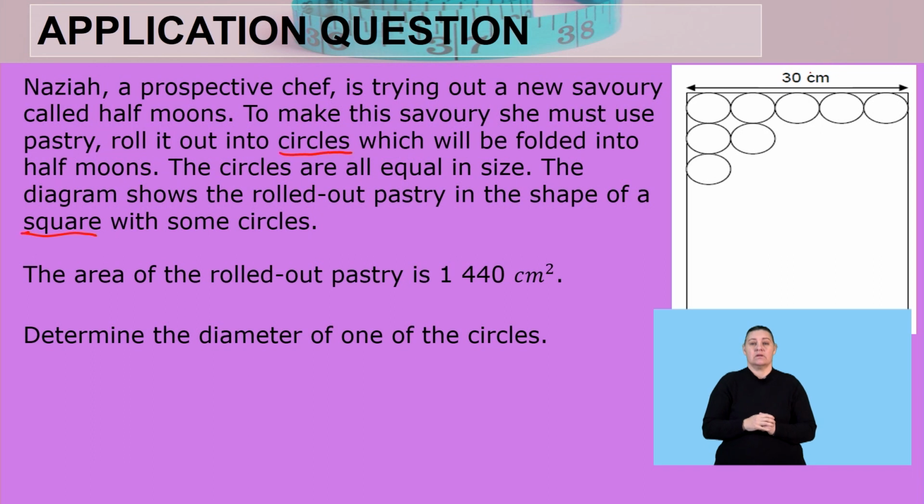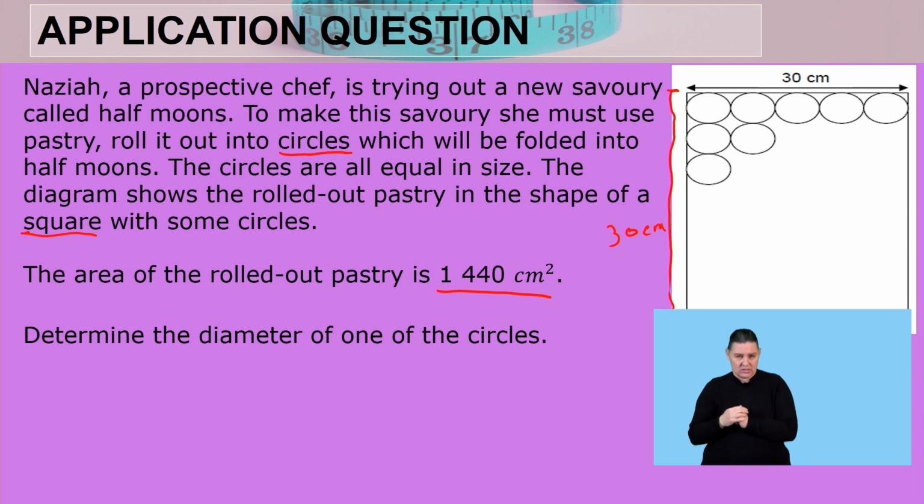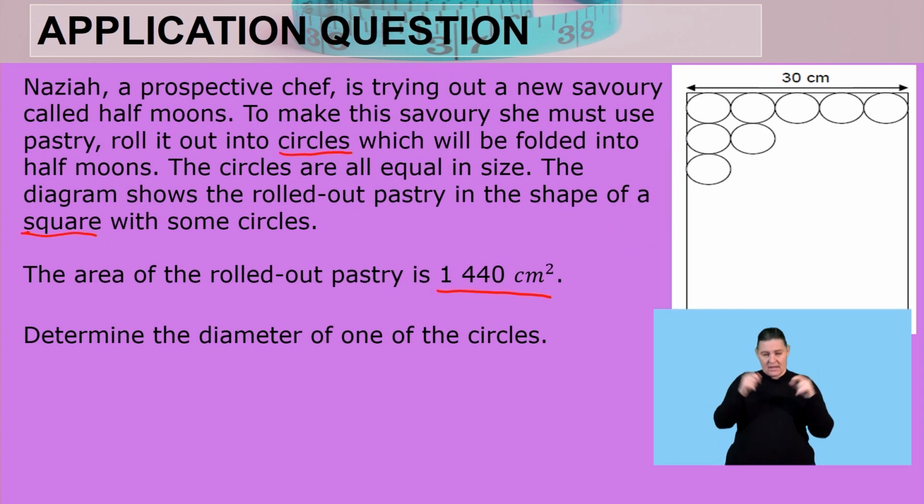looking at the dimensions, if that is 30 that side, then we know that from that point all the way down to this point, that's also 30 centimeters. That's important information. The area of the rolled out pastry is 1,440 centimeters squared. All right. Determine the diameter of one of the circles. Okay, so just get rid of this. Don't need that for this question.